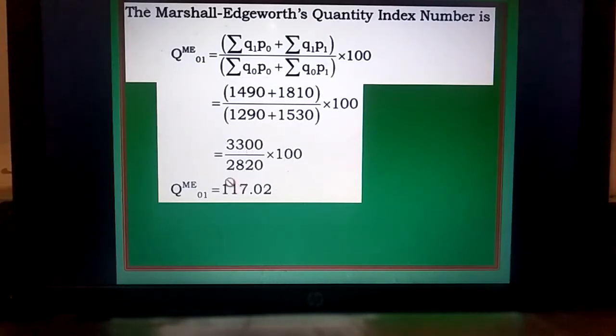3300 divided by 2820 multiplied by 100, when you perform, it will be 117.02. So here the conclusion will be a 17.02 percent increase in quantity level in current year as compared to base year using Marshall-Edgeworth's quantity index number.